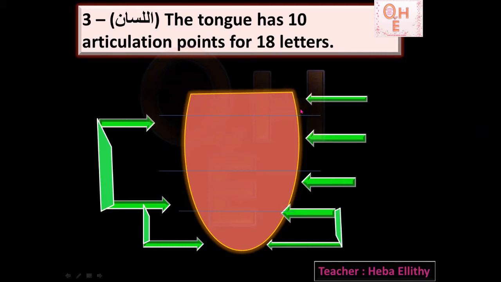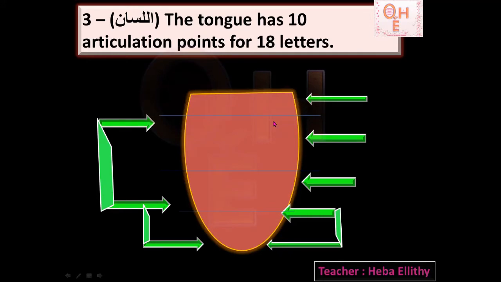Number one here, we have the root of the tongue. We said we don't have any letter that comes out from it, but the letters khaa and ghain, because they are heavy, come from the root of the tongue just to make them heavy, but they are from al-halq.